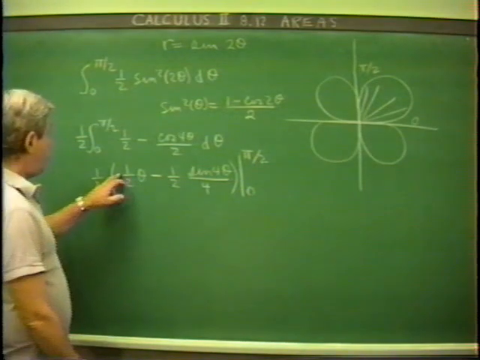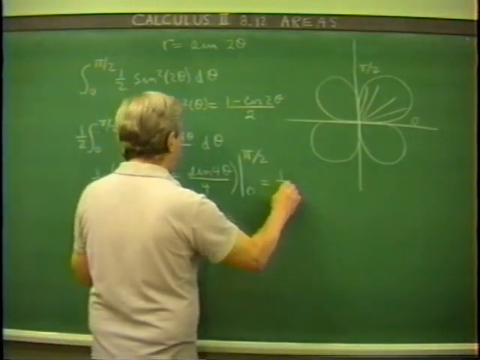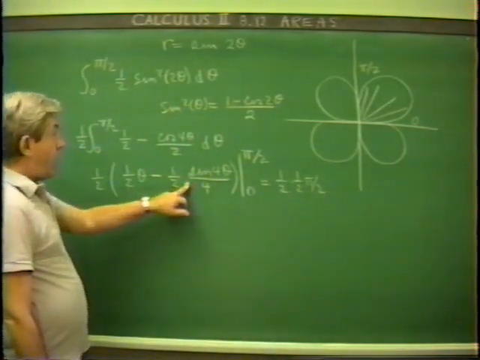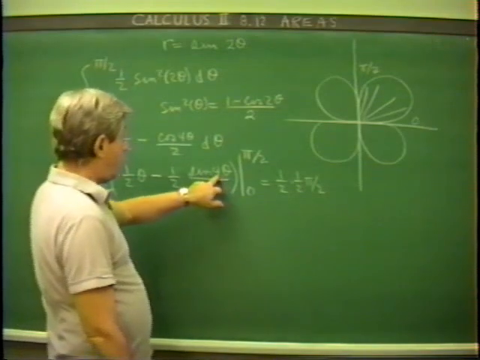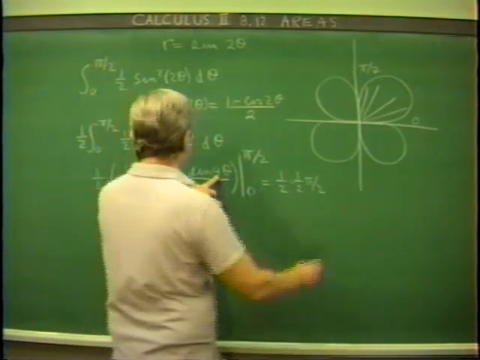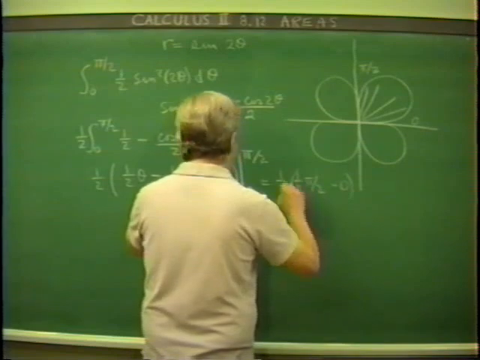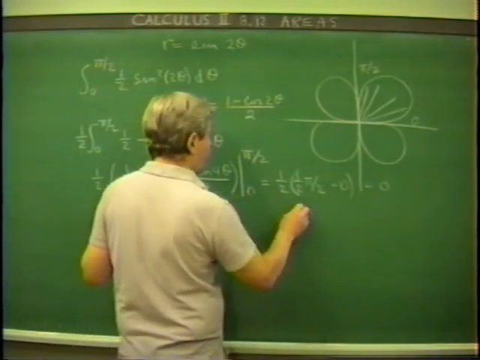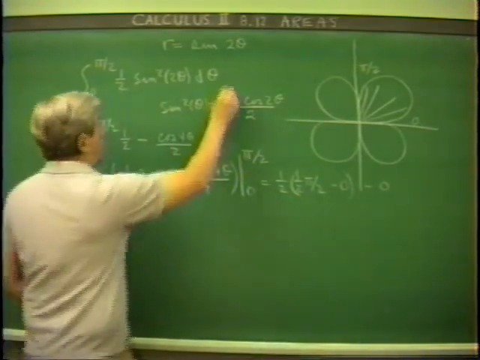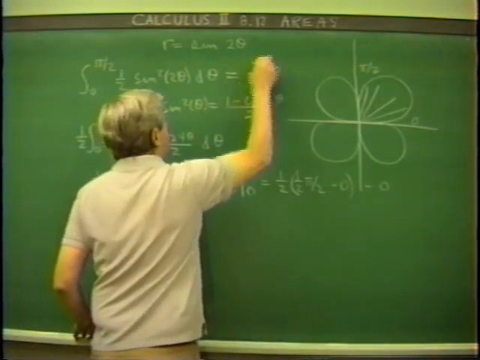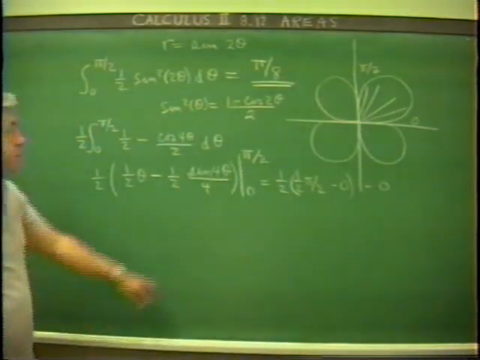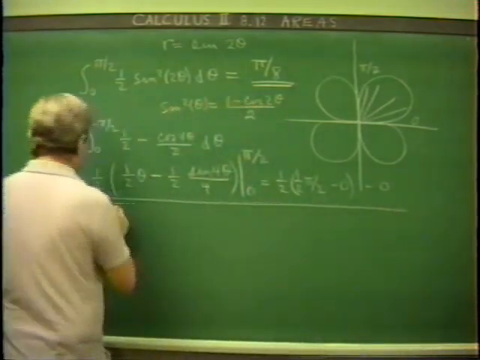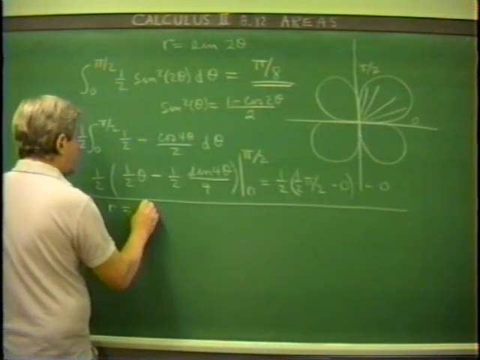Now we want to evaluate this from 0 to pi over 2. So when theta is equal to pi over 2, we get 1/2 times 1/2 pi over 2, minus sine of pi over 2 times 4, so sine of 2 pi, which is 0. So we're going to get minus 0 here. And then on the other end, 0 and 0, so we're going to get minus 0. So pi over 8 is the answer. 1/2 times 1/2 pi over 2.